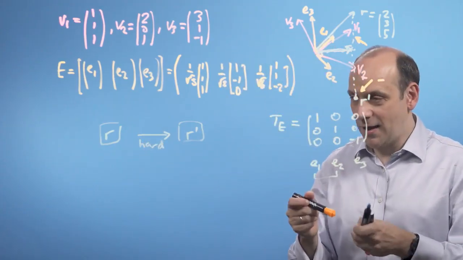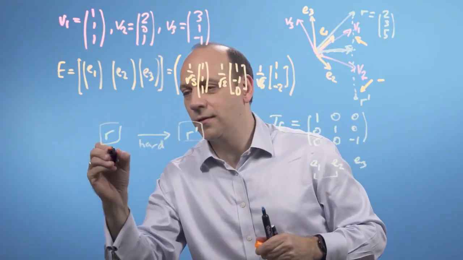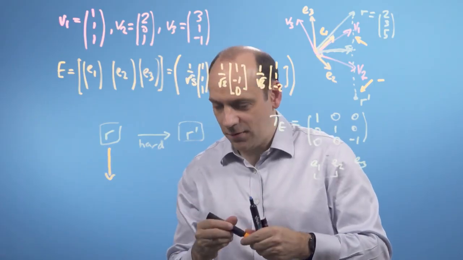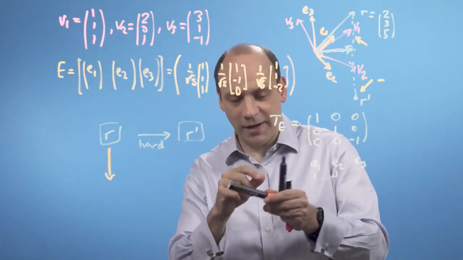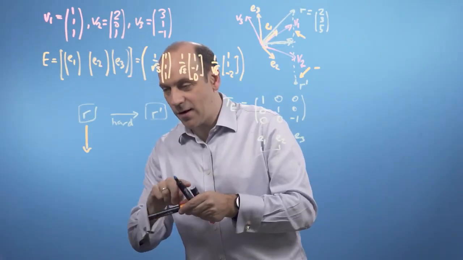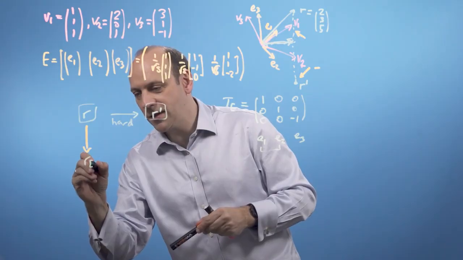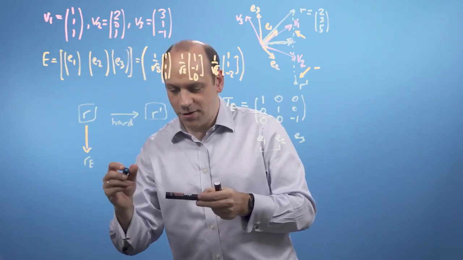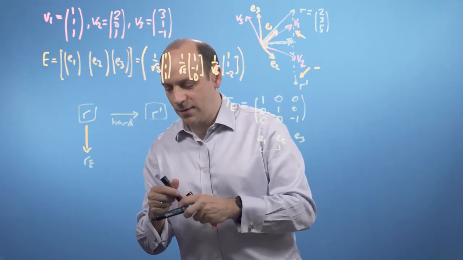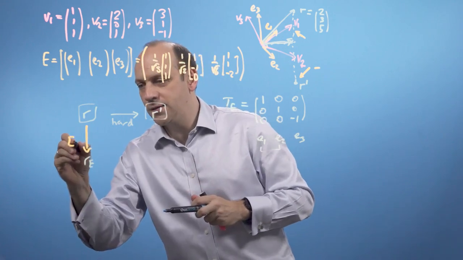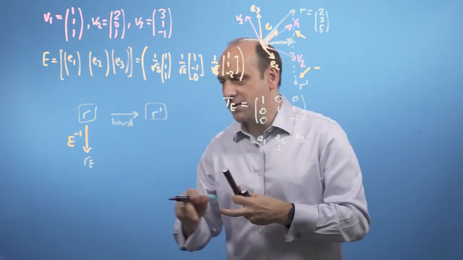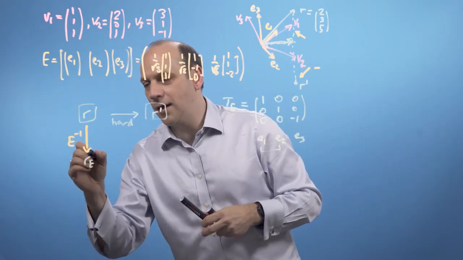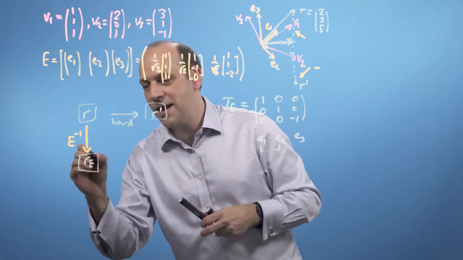But I can transform it into the basis of the plane. So I can make an R in the basis of the plane. And I'm going to do that using E to the minus 1. E to the minus 1 is the thing that got a vector of mine into Bare's basis, remember?